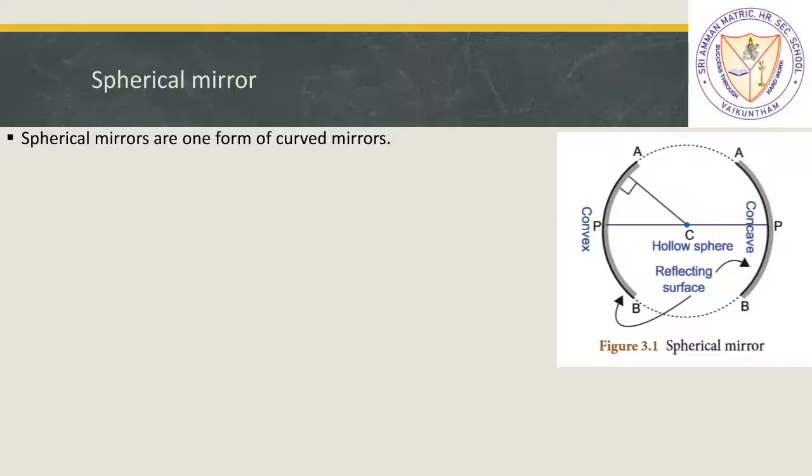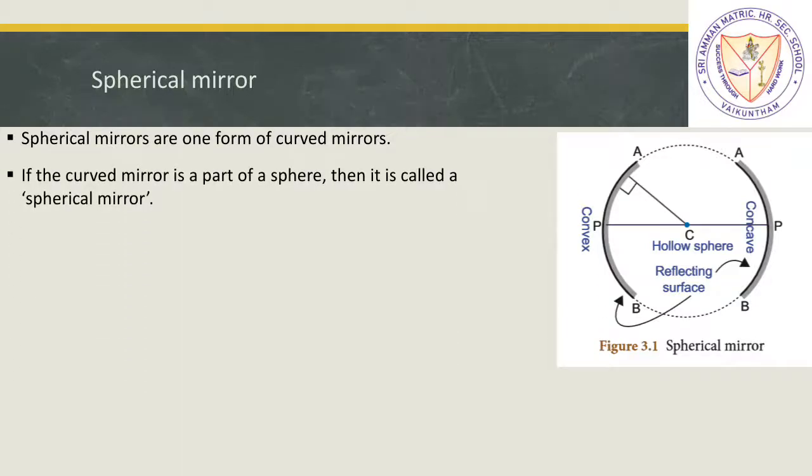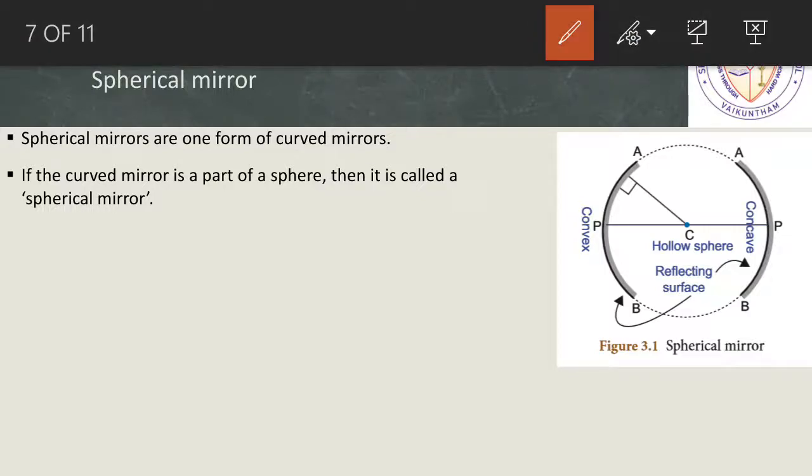Spherical mirrors are one form of curved mirrors, right? It is one of the types of curved mirrors. If the curved mirror is a part of a sphere, then it is called a spherical mirror. So you take a sphere like your ball. If you cut a side piece of it, you can see in the picture the dotted lines are cut from the sphere, taken off from the sphere. The remaining part here, which you can see, this thing and this thing are the representations of the mirror, how exactly they look. If they are a part of a sphere, then they will be called spherical mirrors.